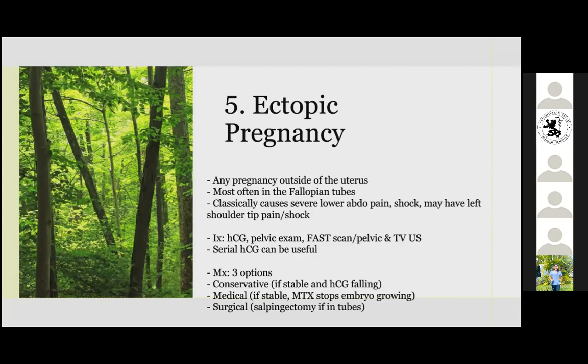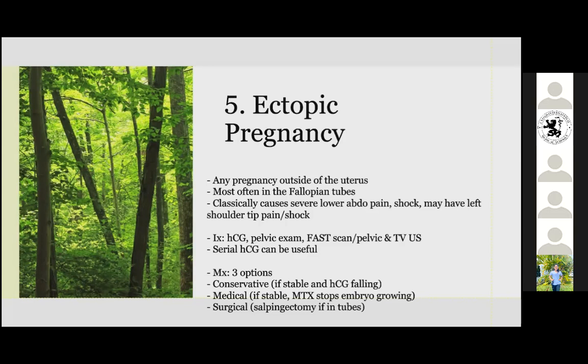And the surgical option, which is used for unstable patients, if the fetus is in the fallopian tubes, is a salpingectomy. This is a life-saving surgery, so this is only reserved for patients who are very unwell, and there's obviously future potential implications for fertility after taking one of the fallopian tubes out.